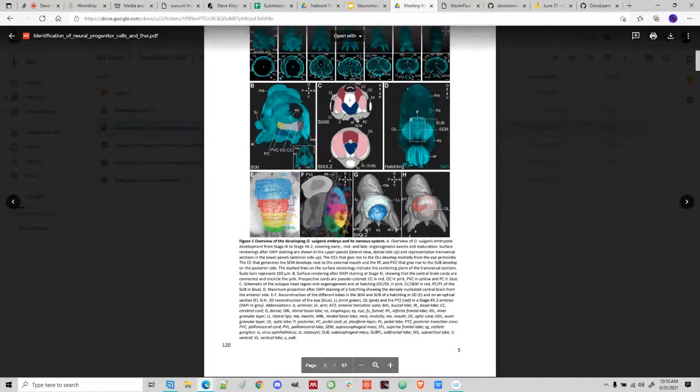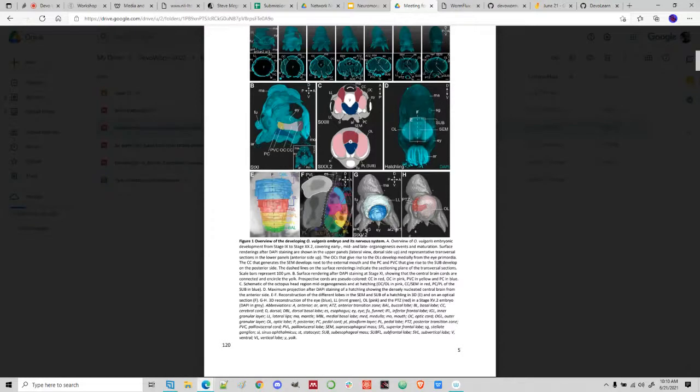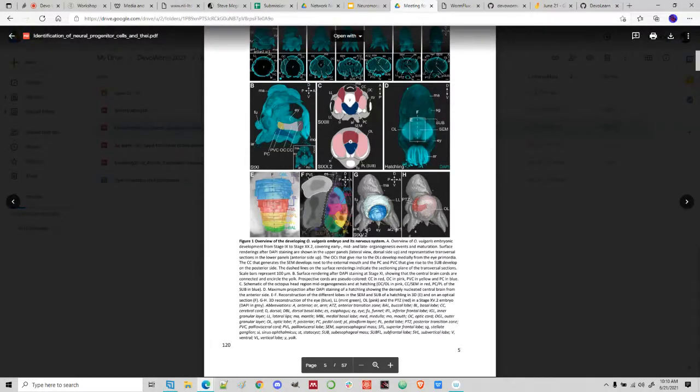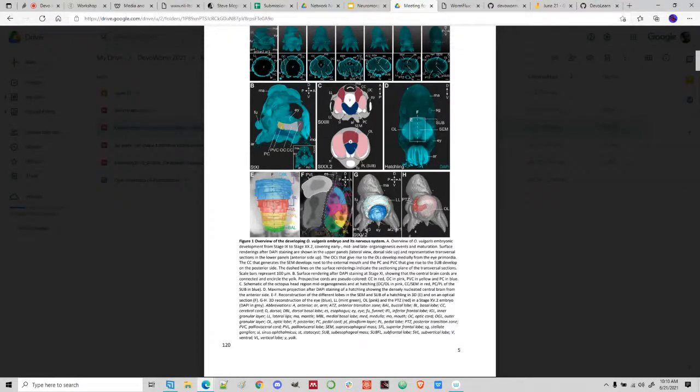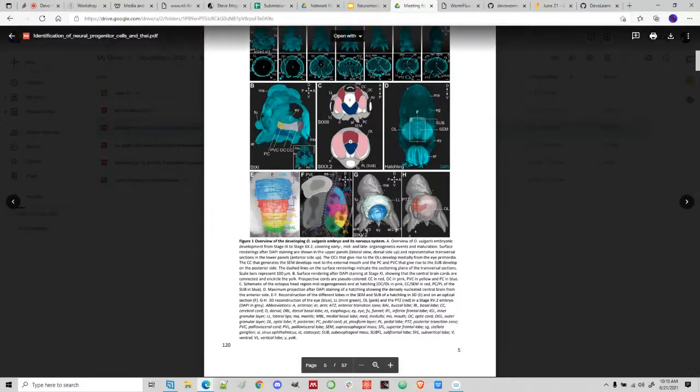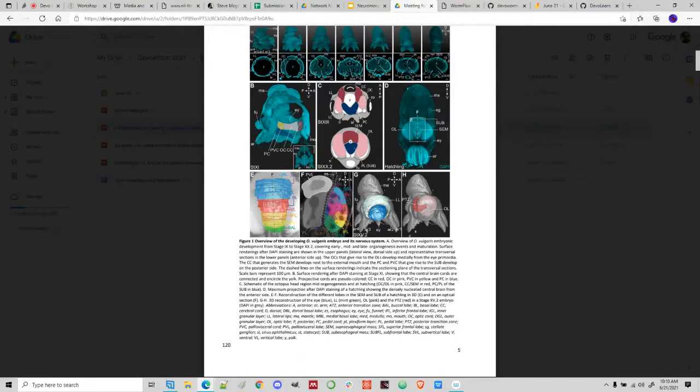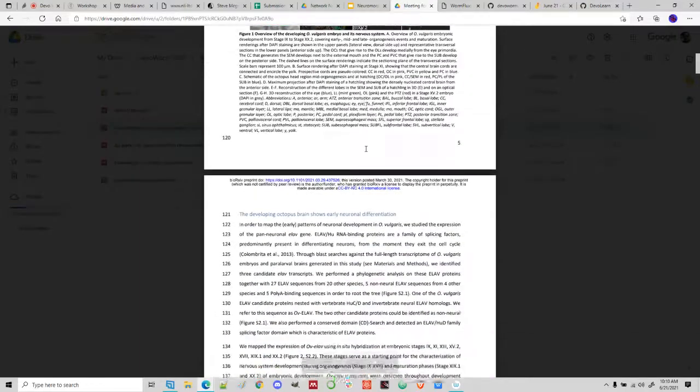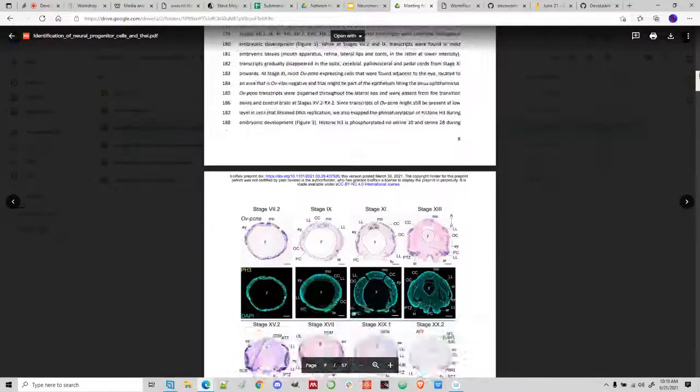This is what it looks like. You can see it's structured quite differently than the mammalian brain. I don't want to get into so much of this, but there's a lot going on here that's going to be different developmentally. Let's see if there are any other images.